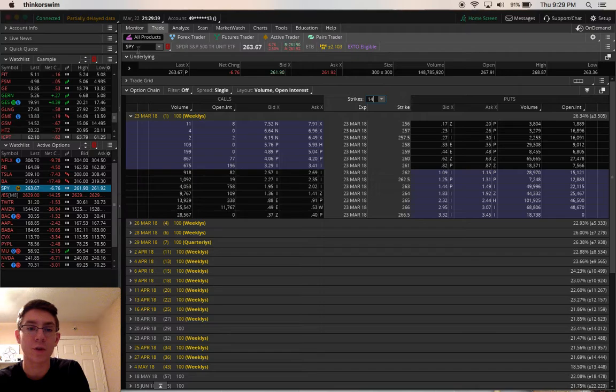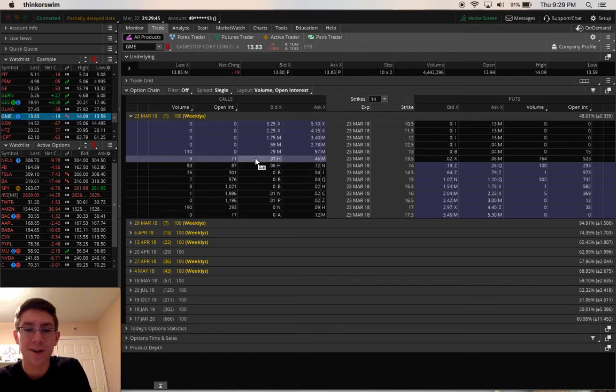I want to show you an example of a non-liquid one, which is going to be my GME right here. Look at the volume: 0 contracts traded, 0 contracts traded, 0 contracts traded, 110 contracts traded, no open interest, nobody's holding it. If nobody is holding an option, who's going to buy it or sell to you? That is the problem. That's why we want to have high open interest.